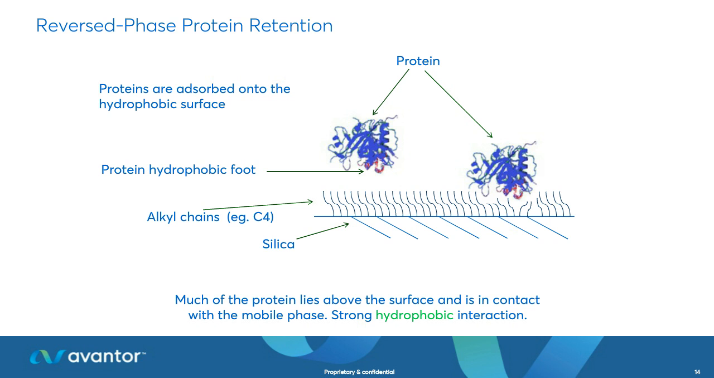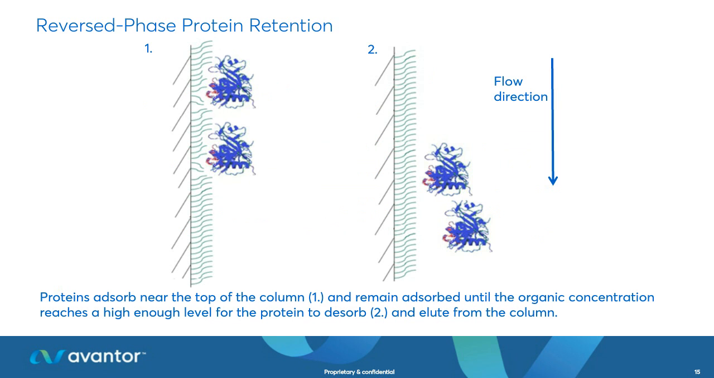these red amino acids are the more hydrophobic amino acids. So they've clustered together in the protein to make a hydrophobic foot. And those will adsorb onto my chromatographic reverse phase C4 column. So they're interacting with the hydrophobic surface until I get the level of acetonitrile that makes them desorb from the column. So it's an on-off mechanism that happens at the top of the column.